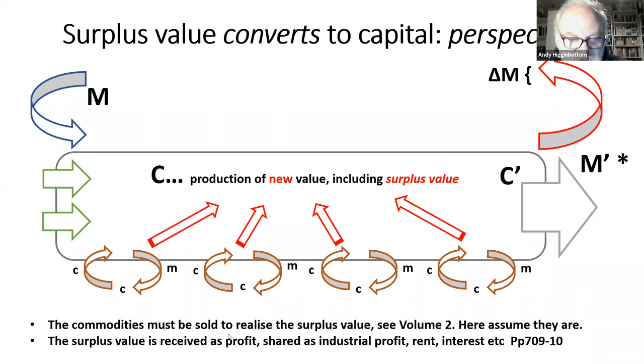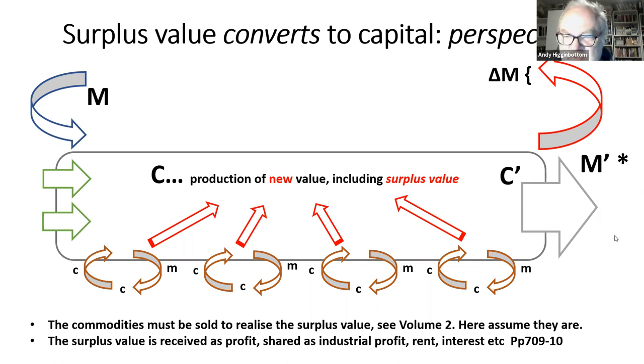So Marx is assuming that commodities are sold in order to realize surplus value. Okay, this is the transitional form from commodities to money in the sale process, if you like. He's going to look at that in a lot more detail, indeed the whole question of the circulation of capital, in volume two. So he's assumed that that takes place for the time being.